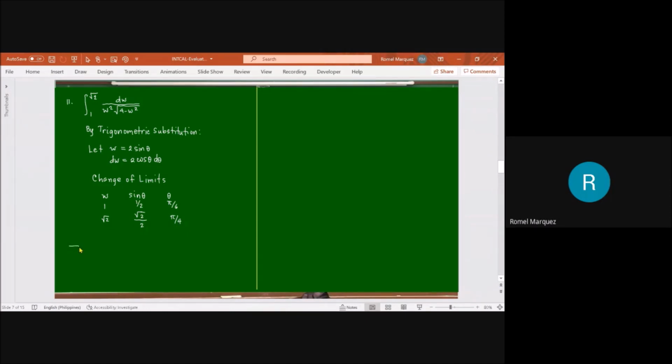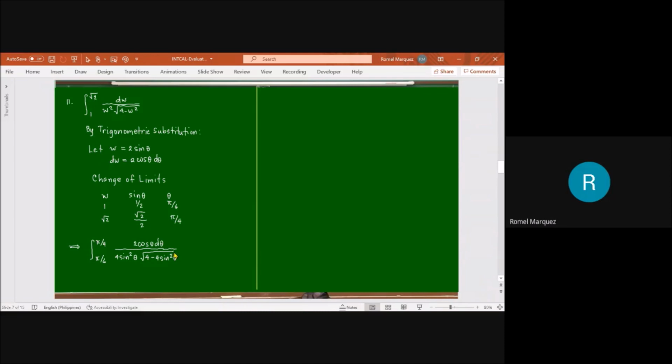Again, sine pi over 4 is square root of 2 over 2, right? So the new integral now becomes what, guys? Integral from pi over 6 to pi over 4. Oh, what is dw, guys? Ano yung dw? 2 cosine theta, 2 cosine theta d theta. What about w squared? So that is 4 sine squared theta. What about square root? So we have square root of 4 minus 4 sine squared theta.